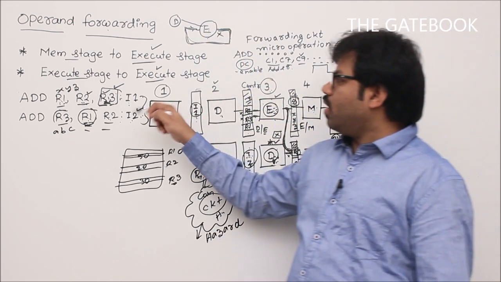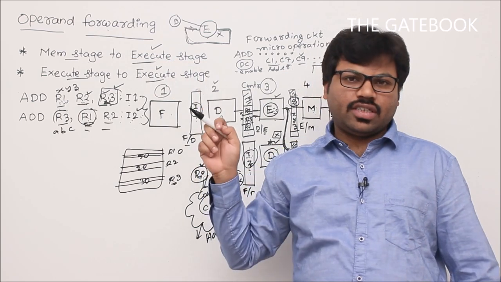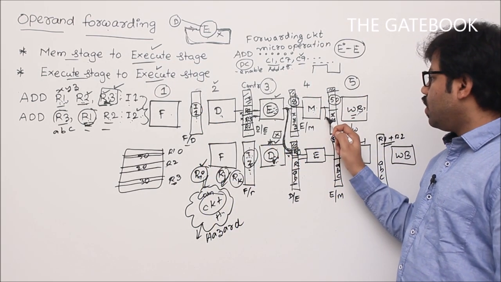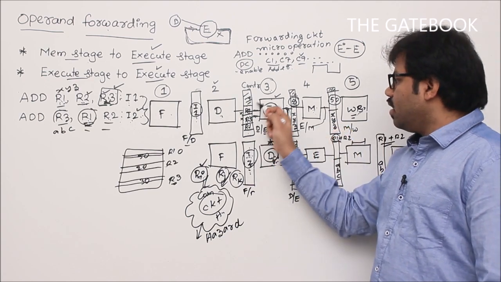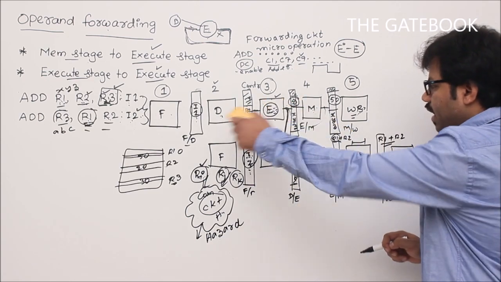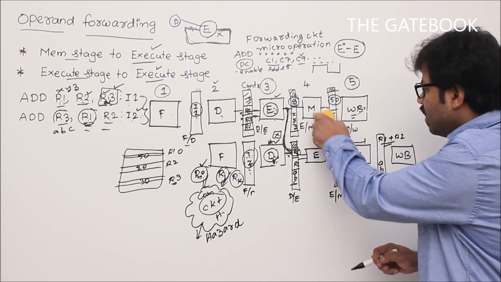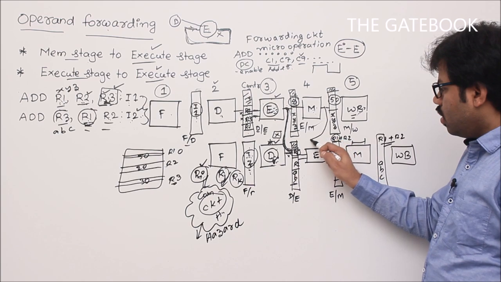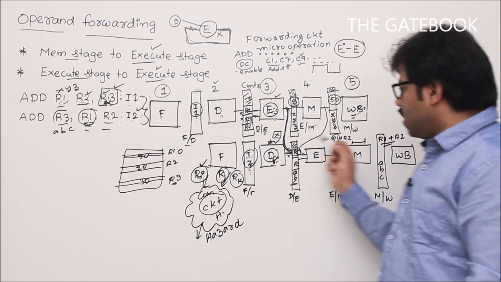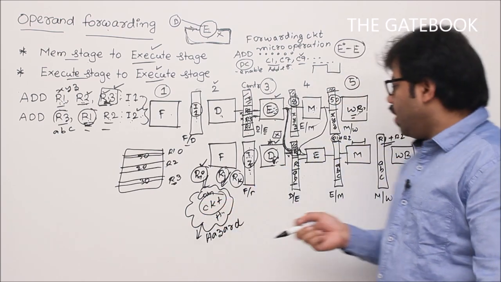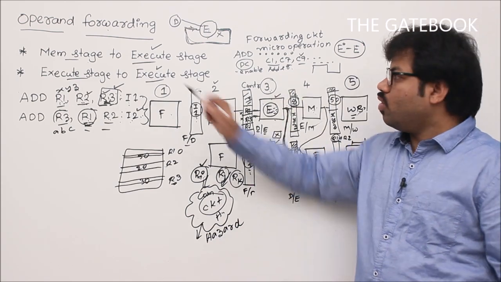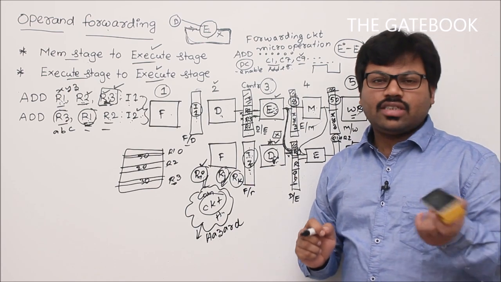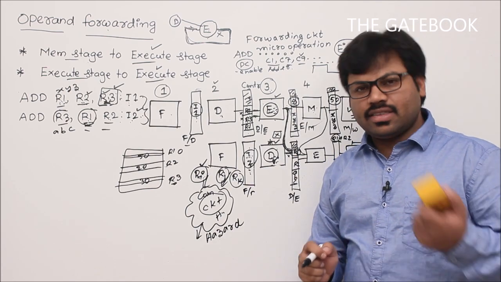One more thing is possible, which is memory stage to execute stage. What we do is we connect the memory stage output to the execute stage. Actually, it is like this. But since we are taking two times, it would be easy for us to show like this. The memory stage output to execute. It depends, at this moment it is not required. But generally we do it sometimes. I'll show when we do memory to execute. Generally we do that for a load instruction followed by an add instruction. Let us see that also.